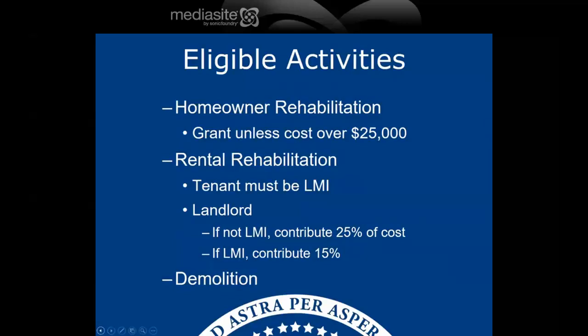The housing rehabilitation can be done for homeowners. The grant cost cap for each property is $25,000. That's because of lead-based paint requirements. If you go over $25,000, which you can do, you have to abate the whole house. That can become very, very expensive. So most of our communities have chosen just to do rehab under the $25,000 for each property because of that lead-based paint requirement. So homeowner rehab is eligible. The homeowner must be low to moderate income. That meets our national objective.